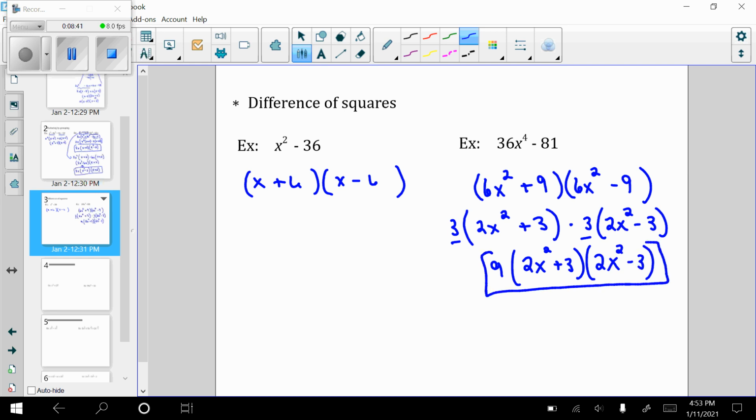Really, I should practice what I preach, because if I would have pulled out my GCF of 9 before I started, I would have gotten 4x squared minus 9. And then this difference of squares is going to factor using that difference of squares pattern. So either way works as long as I factor completely.